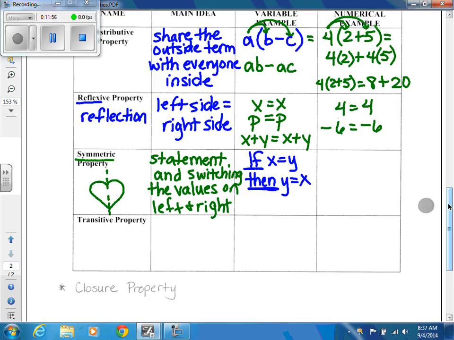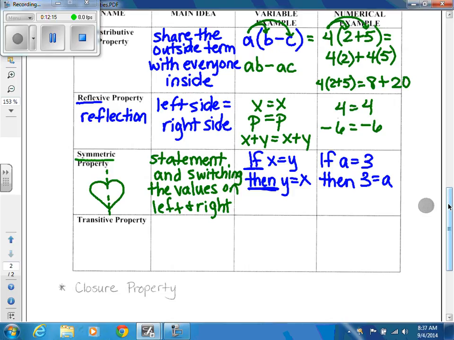And then notice that the only thing that happened was that the x and the y switched places with the equal sign. So for numbers, if a equals 3, then 3 also equals a. It's just taking the statement and reversing it around and putting the words if and then in the statement.